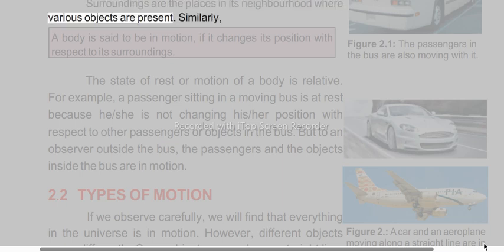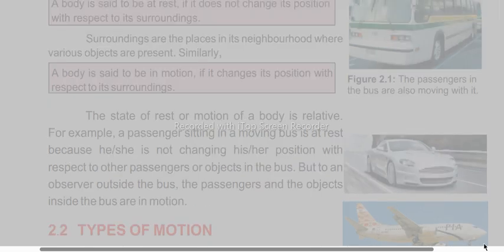A body is said to be at rest if it does not change its position with respect to its surroundings. A body is said to be in motion if it changes its position with respect to its surroundings. In translational motion, a body moves along a line without any rotation. The line may be straight or curved.